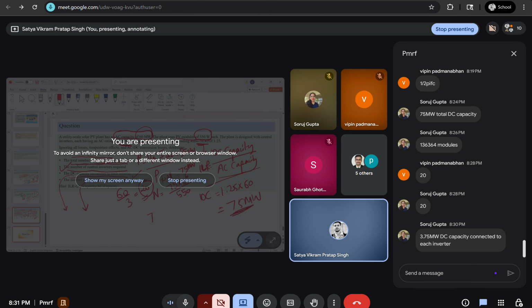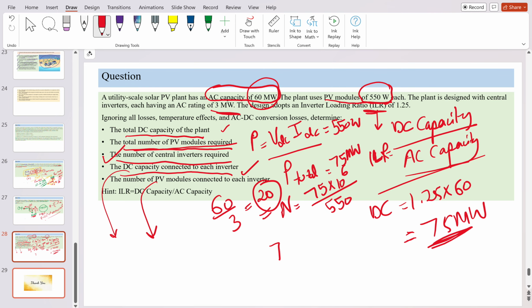That's correct, that 3.75. So this is basically the 75 is the total capacity, and you have 20 total inverters. You just have to find out what DC capacity you will get from each inverter. The number of PV modules you can also find out, because you already know the total number of modules, and to connect it to each inverter, since 20 inverters are there, you just have to divide it by 20.